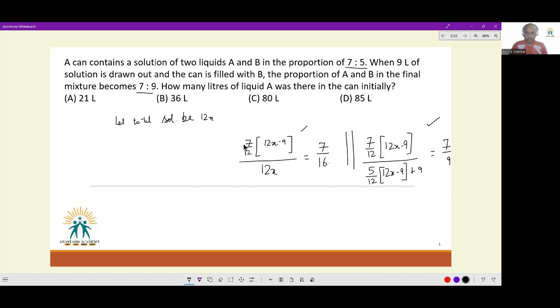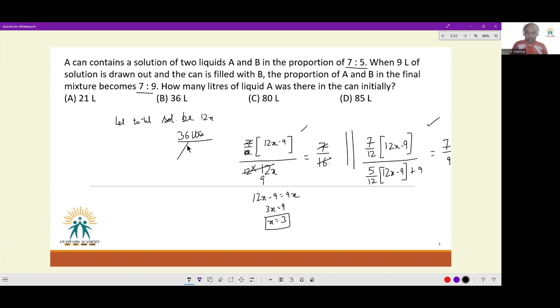This will give me 7 and 7 cancelled. This 12 will come down here. It will give me 144, which upon cancelling with 16 will give me 9. So 12x minus 9 is equal to 9x, or 3x is equal to 9, or x is equal to 3. If x is equal to 3, total solution will be 36 liters initially.